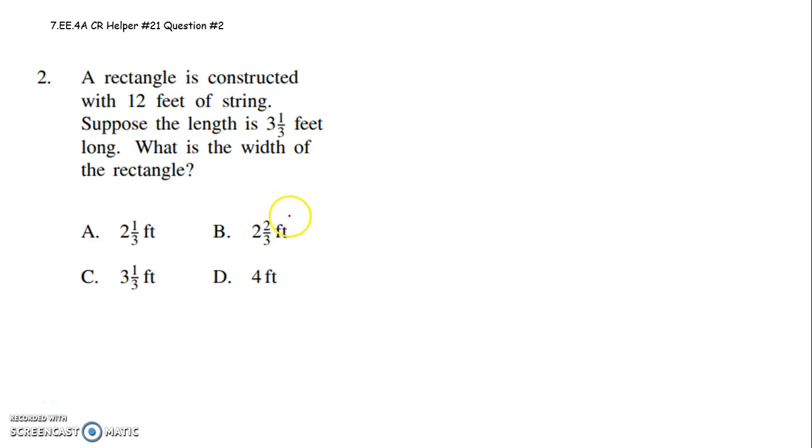Eighth graders, this is to help you with question 2 on CR 21. It says a rectangle is constructed with 12 feet of string. So the entire rectangle is constructed with 12 feet of string. So once I go all the way around the outer edge, it's 12 feet of string.